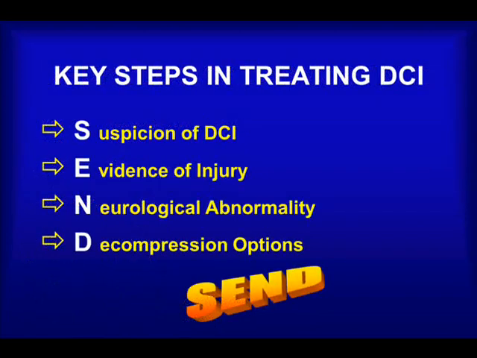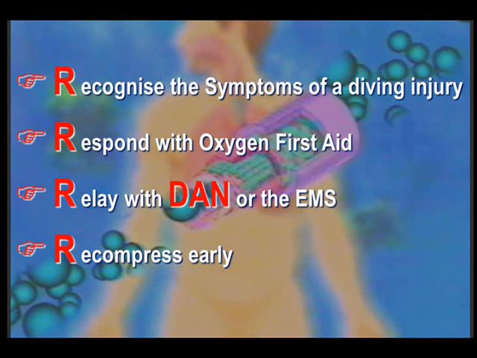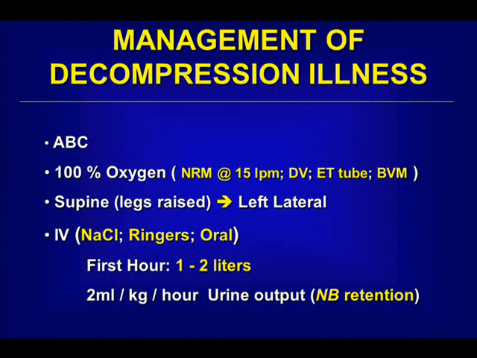With this in mind, one then needs to decide on what the appropriate treatment would be. So we've got suspicion, there's evidence of injury, there may or may not be neurological abnormality, and we are now deciding or considering the options for decompression treatment. And here, the focus initially is recognizing the symptoms, responding with oxygen, communicating with whatever resources are available to assist in either stabilizing, treating, evacuating, or ultimately recompressing the individual. And finally, whatever options are there to increase the probability and reduce the time or delay until recompression treatment may be commenced. Obviously, maintaining life is the most significant priority, so airway, breathing, circulation is first.